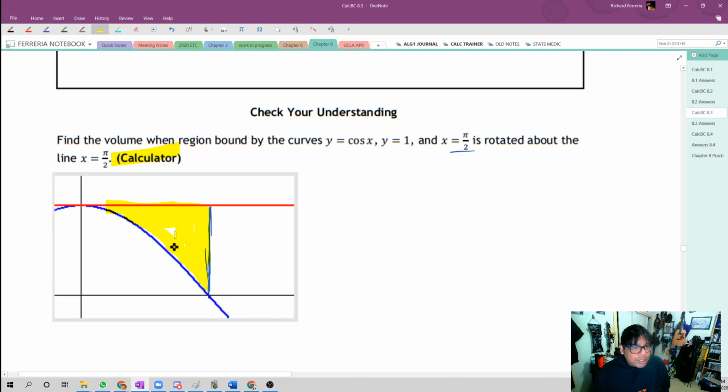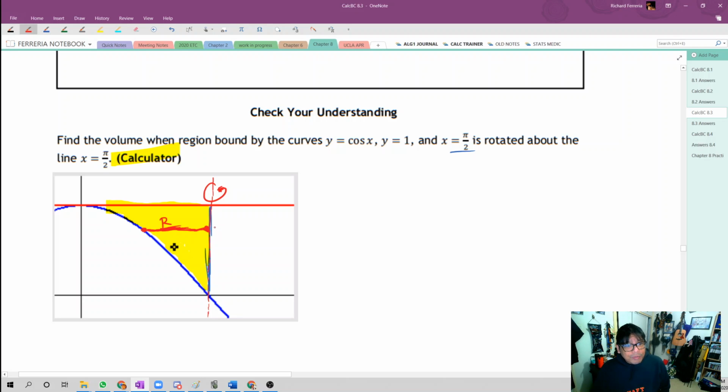So here's our region. I've gone ahead and colored it yellow. We are rotating around the line x equals pi over 2. I make a habit of making that red. So we're rotating around this line right over here. That's our axis of rotation, and we'll draw our radius now. Our radius is the distance between the axis of rotation and the edge of the curve.